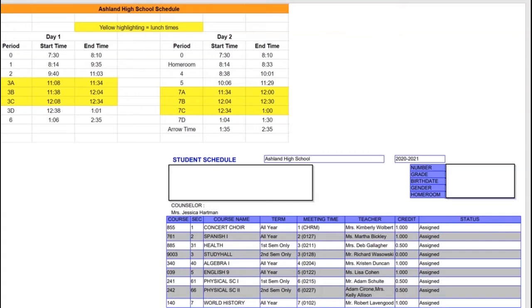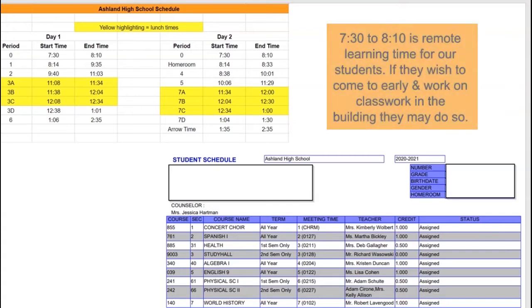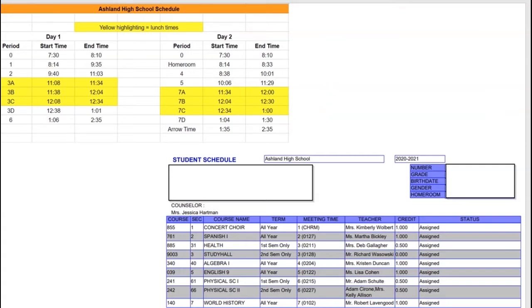So that means that 0 period, that's for student arrival and teacher planning, happens between 7:30 and 8:10. That is followed by a homeroom on our first day. And our students need to know that they don't necessarily have the same homeroom teacher they had last year. So definitely check your schedule to see who your homeroom teacher is. That happens in a quick 20-minute homeroom there. Then students will go to 4th period, then 5th period.